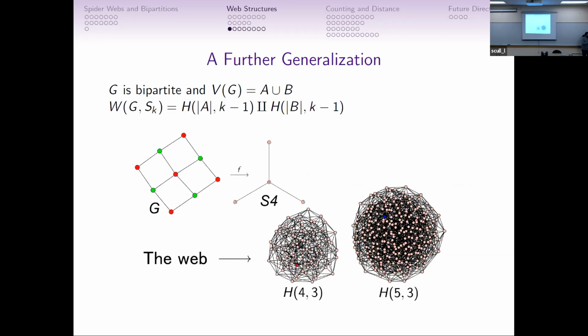Our final generalization is that we will let G be bipartite with bipartitions A and B, and then we'll map that into any star graph. This will be 2 Hamming graphs where they each correspond to the size of our bipartitions of G.